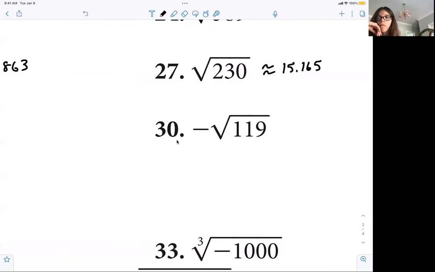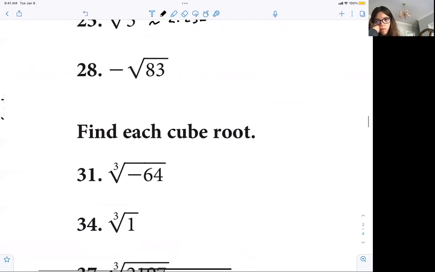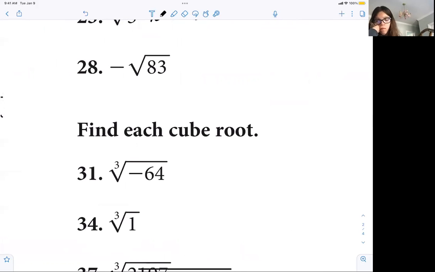15.165, someone said. Anybody have any issues with that? Anybody? Molly, you all right? Yeah. All right, let's go. Tell me 28. What's this negative square root of 83? 9, 1. Wait, my calculator's like that.